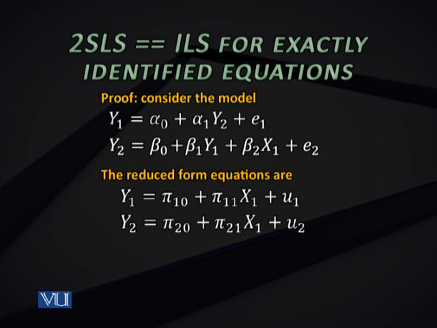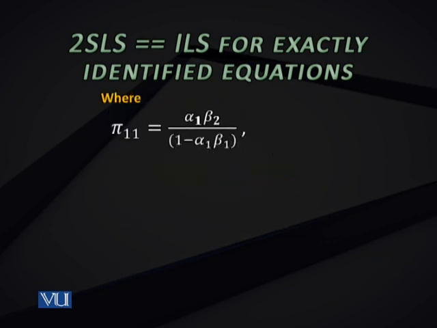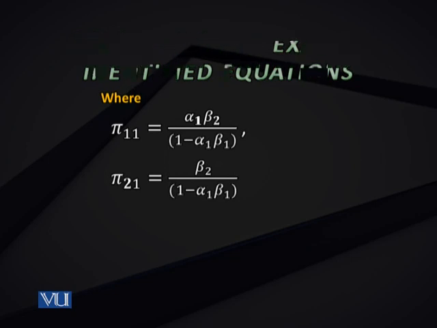If you do this process on paper, you can easily see that pi 1 1 is equal to alpha 1 beta 2 by 1 minus alpha 1 beta 1, and pi 2 1 is beta 2 by 1 minus alpha 1 beta 1. So now let me tell you about the process of ILS and 2SLS that we are going to apply here. In indirect least squares, we only use these expressions because we are able to express the structural parameters, alphas and betas, in this model in terms of the reduced form coefficients.